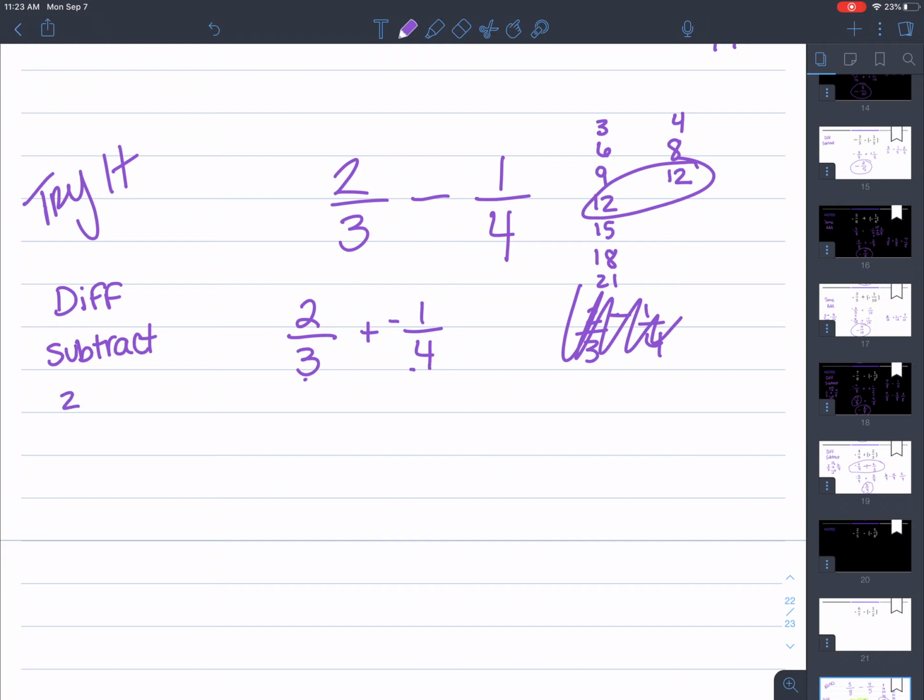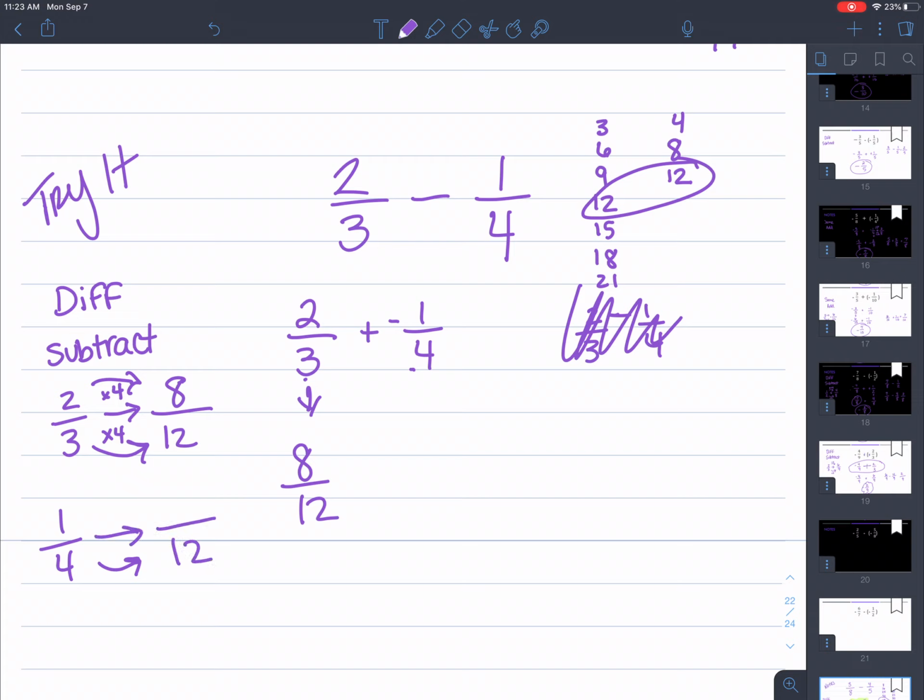I'm going to try to get 2/3 into 12ths. So 3 can turn into 12ths by multiplying by 4. Got to do the same thing on top. 4 times 2 is 8. So 2/3 is the same as 8/12ths. Same thing for 1/4. Turn it into 12ths. How do I get from 4 to 12? I multiply by 3. Got to do the same thing on top. 1 times 3 is 3. So 1/4 is the same as 3/12ths.